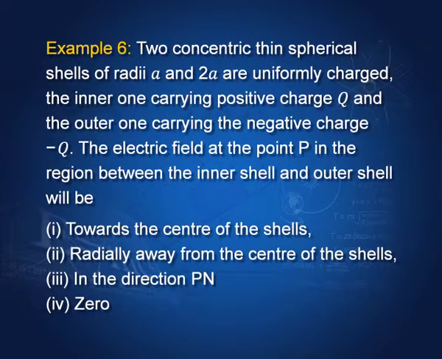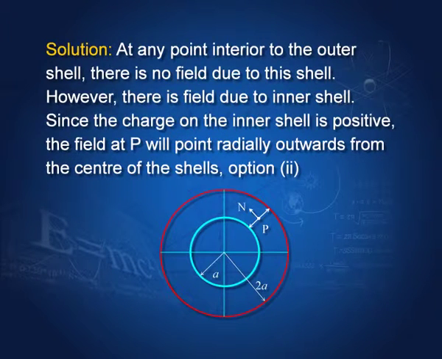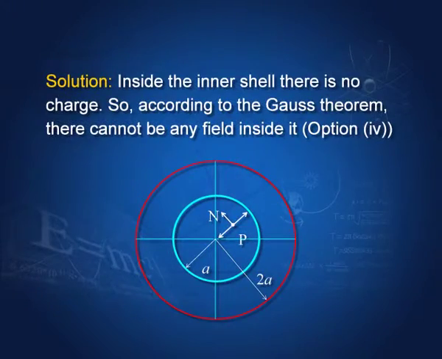Now, we take the same thing, two concentric thin spherical shells of radii a and 2a, and again uniformly charged, the outer one carrying a charge minus q, the inner one carrying a charge plus q, and again we want to find what happens at the point P, which is now within the two shells. Earlier it was within the inner shell, now the point P is between the two shells. So, what do we do?